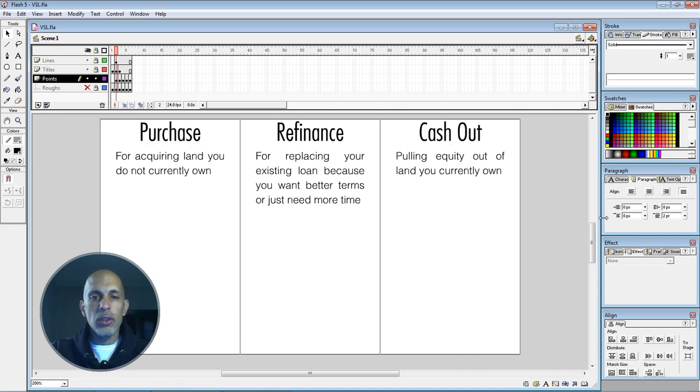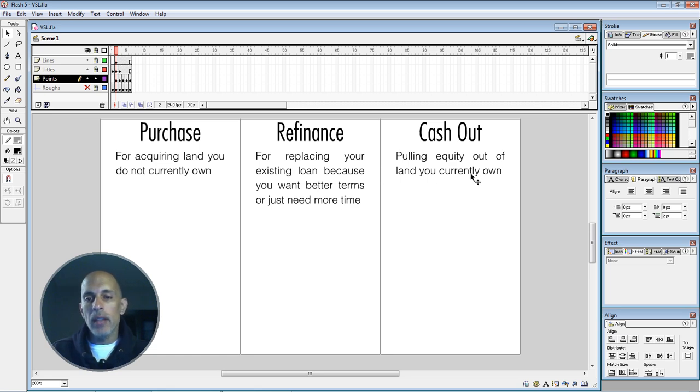There are basically three reasons why someone would want to finance vacant land. They're either purchasing it, or acquiring land that you do not currently own; refinancing it. This is when you are replacing your existing loan because you want better terms or you just need more time because your loan is coming due and you do not want to extend with the current lender, or maybe your current lender is just not letting you extend.